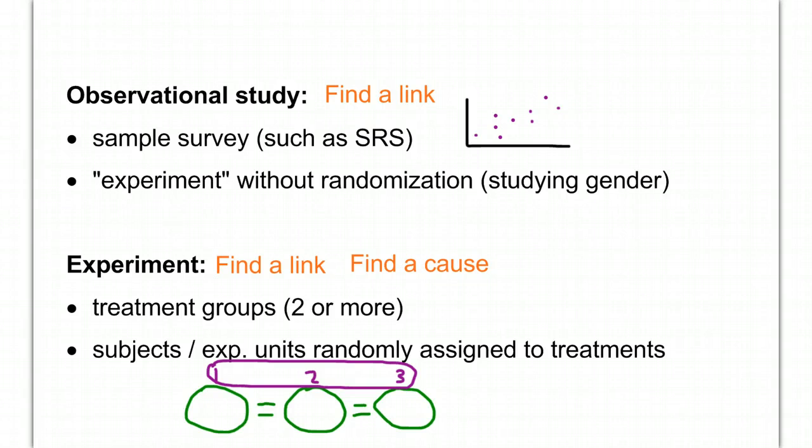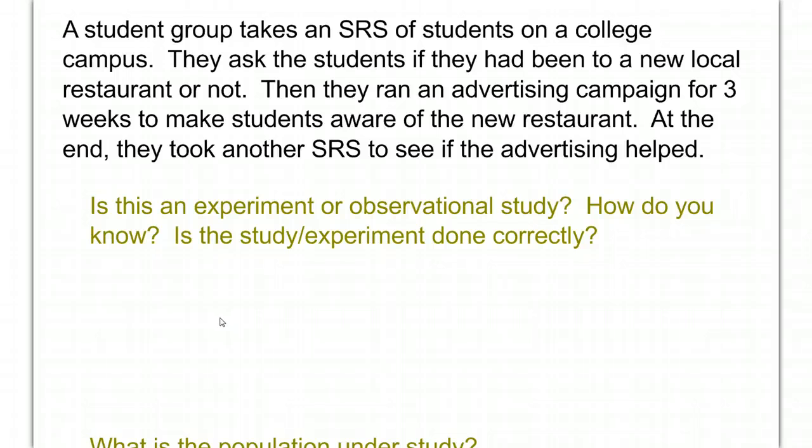Let's go through some examples and try to figure out whether it is an experiment or observational study and how correctly it is being done. A student group takes an SRS of students on a college campus. So we have a student group doing some kind of study. They take an SRS of college students on campus. They ask the students if they have been to a new local restaurant or not.